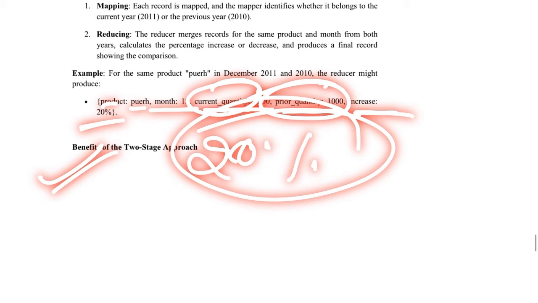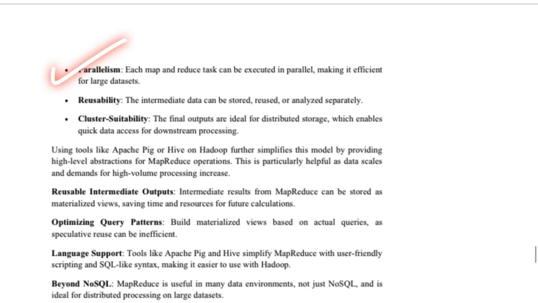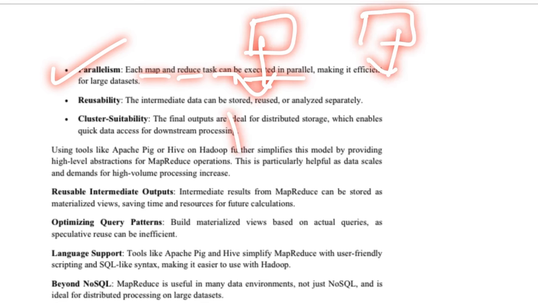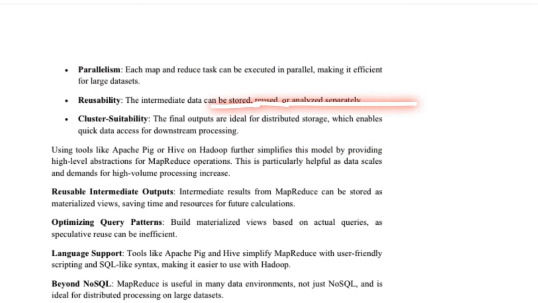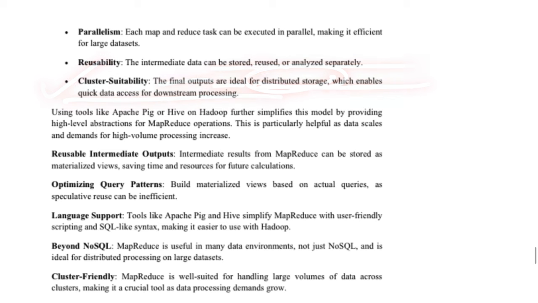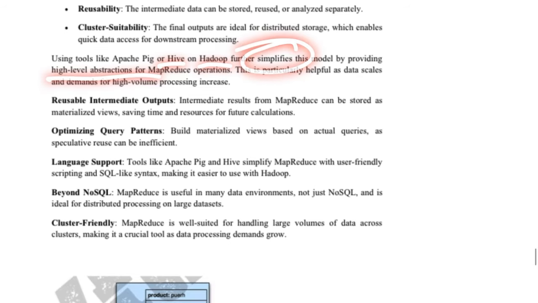What are the benefits of using the 2-stage approach? First is parallelism, that is each map reduce task can be executed in parallel. So the first stage can be executed, the second stage can be executed, further we are comparing it. Reusability, that is I can make use of the data stored, reused, analyzed separately. Cluster suitability, final outputs are ideal for distributed storage, which enables quick data access for downstream processing. So making use of tools like Apache Pig or Hive or Hadoop will further simplify this model by providing high level abstraction.